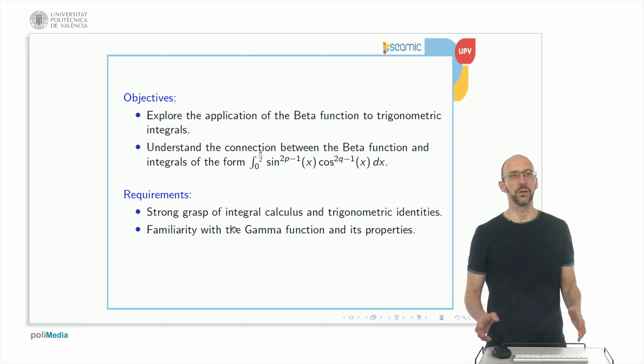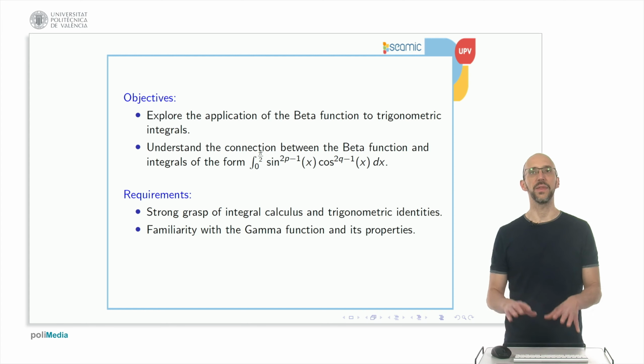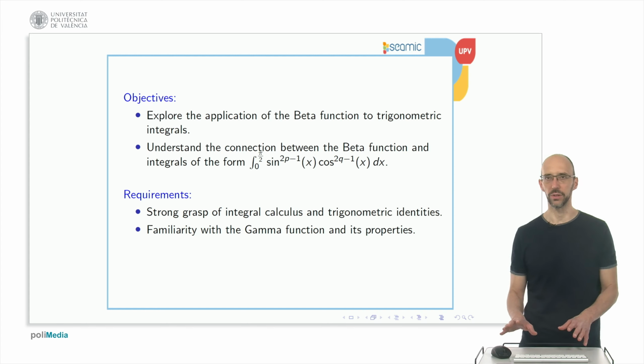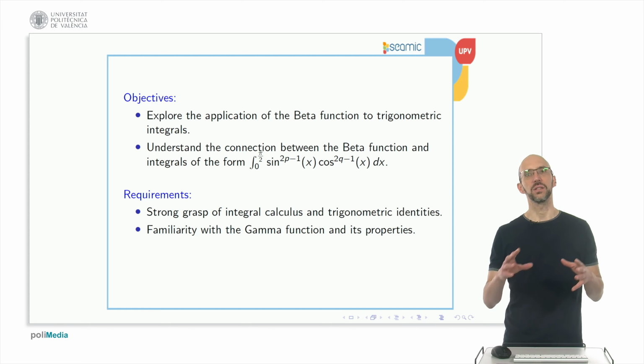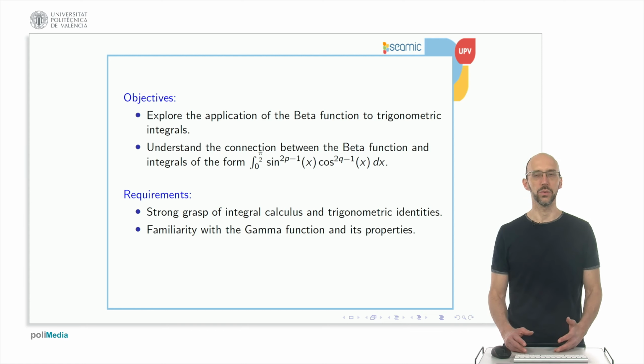What are we going to need? We are going to need, as usual, a little bit of calculus, a little bit of trigonometric identities, and the gamma function. That is very important because beta function is closely related with gamma function. So if you don't understand how to apply or how to calculate gamma function, then this video has no use.